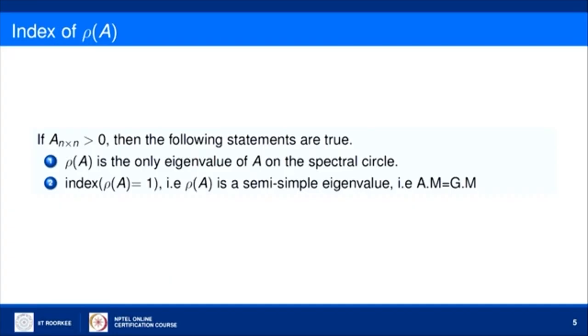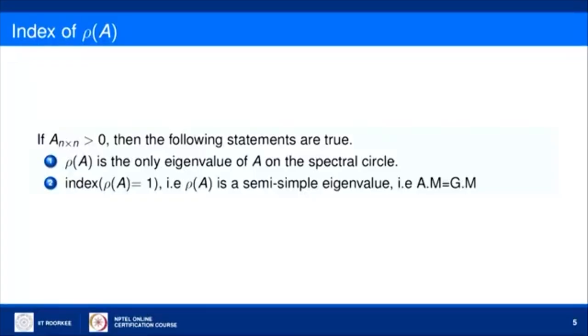The second result is, the index of the spectral radius equals 1. Whatever eigenvalue is the spectral radius, its index is 1. And index means, in the Jordan canonical form of A, the size of the largest block corresponding to that particular eigenvalue. So, if lambda is an eigenvalue, the index of lambda is the size, or dimension, of the largest block in the Jordan canonical form of A.